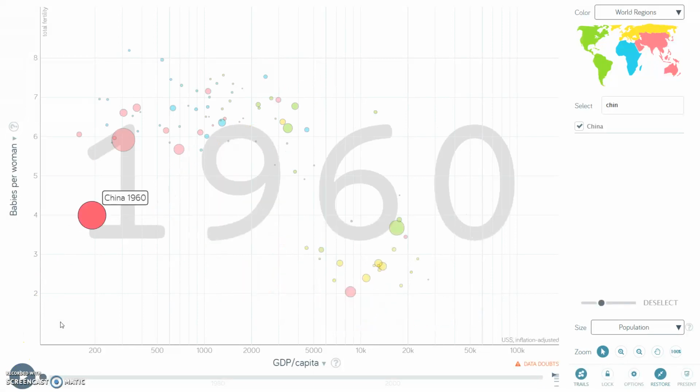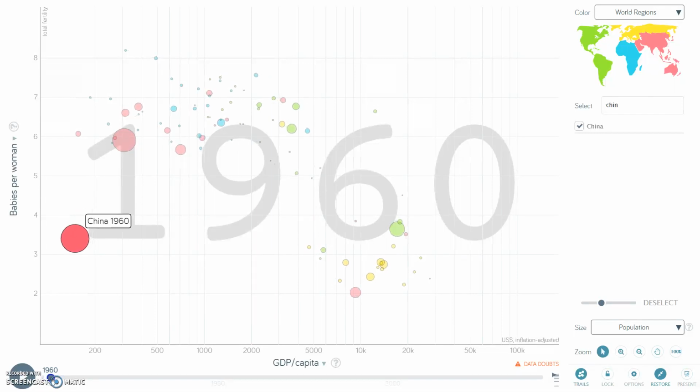We're going to be taking a look at China here, the country of China, and we're going to start in 1960, where the GDP per capita is $192 per person, not very high, and the number of babies per woman is almost 4. So 4 babies per woman, and fairly low income here. And so 1959 is the start of a great famine. So the number of women producing babies per woman is not very high.